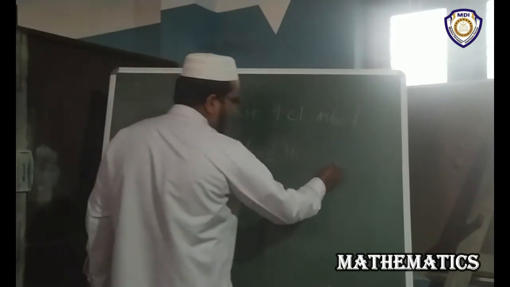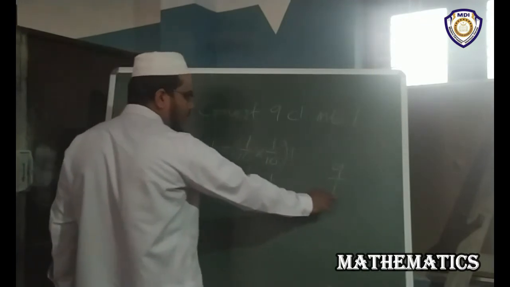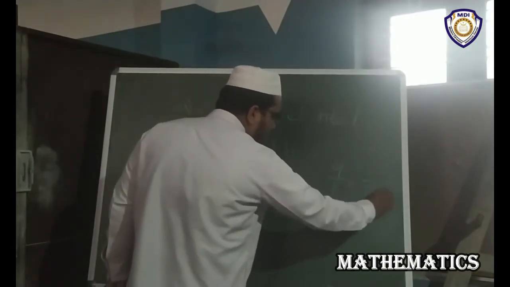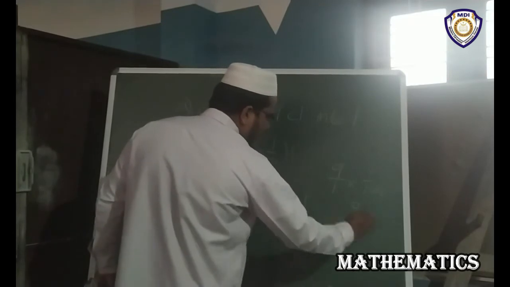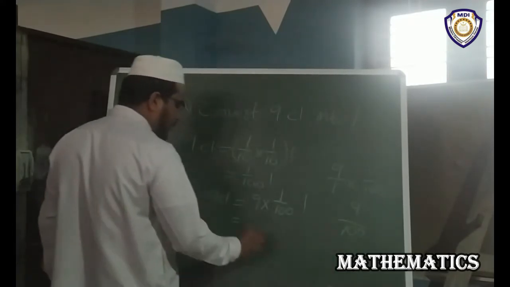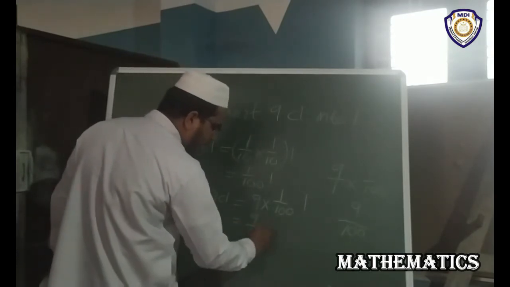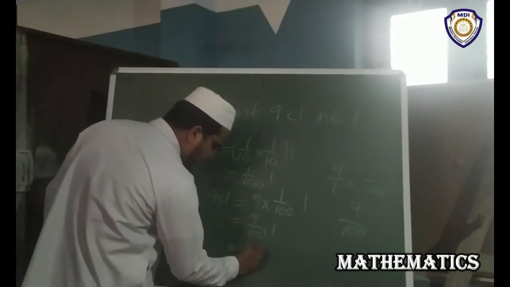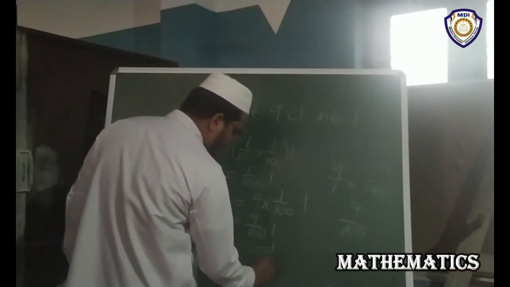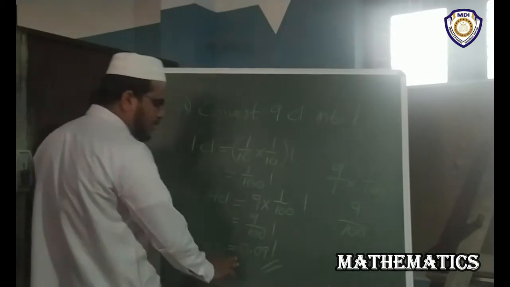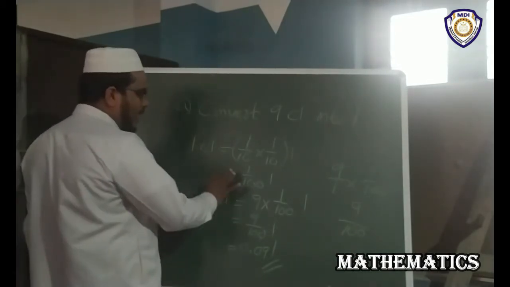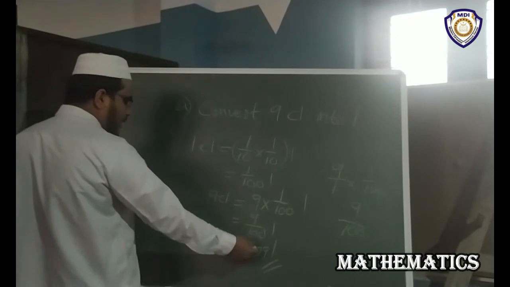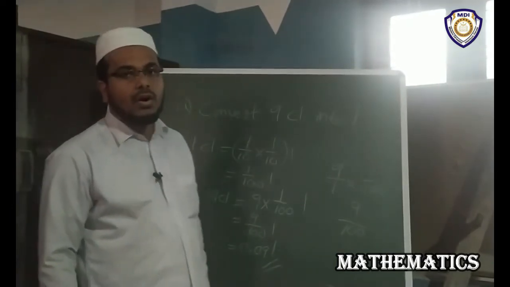Very simple. Convert this whole number as a fraction. Then into 1 by 100. 9 into 1 is 9, 1 by 100, 1 into 100 is 100. So, 9 by 100 liter. You can convert this fraction as a decimal, 0.09 liter. Okay, 0.09 liter is the answer here. The 9 centiliter means 0.09 liter.